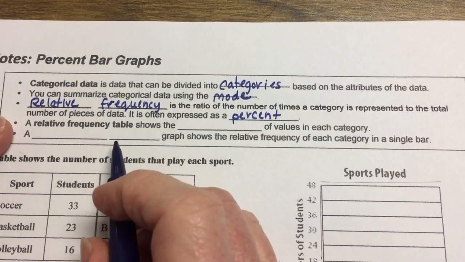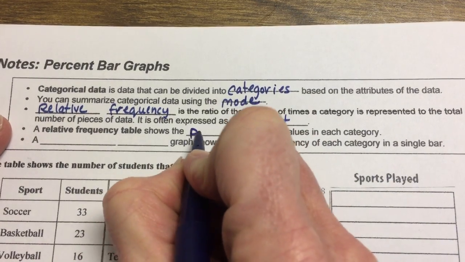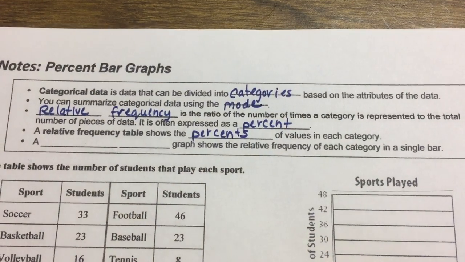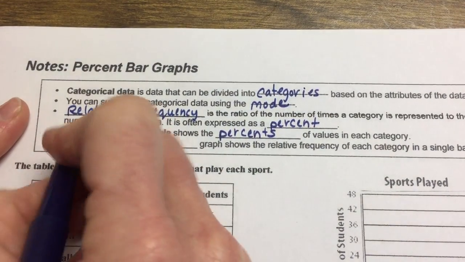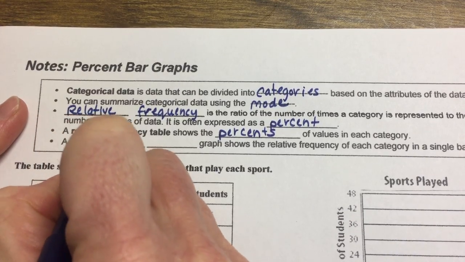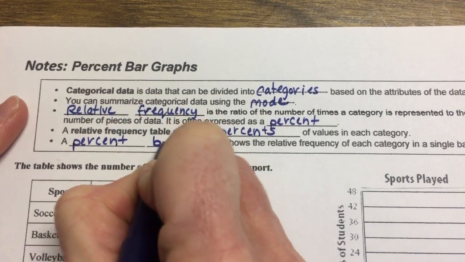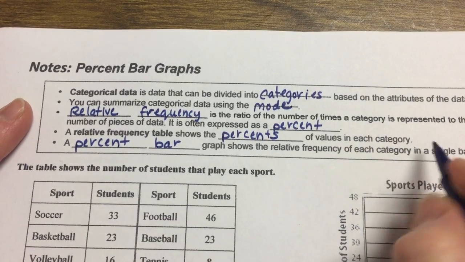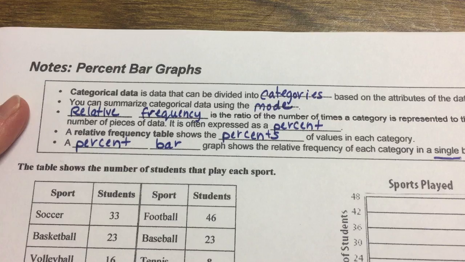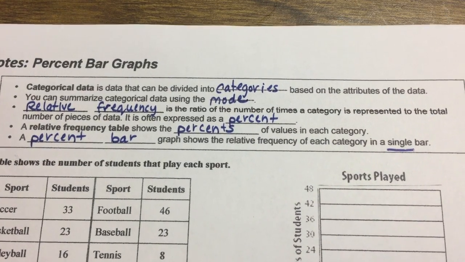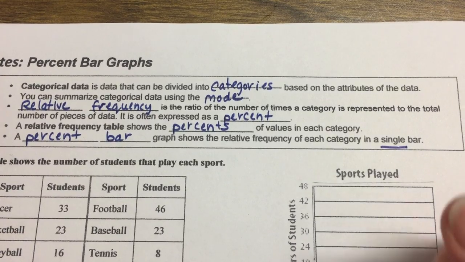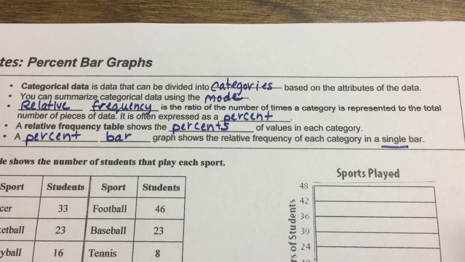So a relative frequency table shows the percent or percents of values in each category. And then if you take that information and put it in a bar graph, it's called a percent bar graph. And it'll show the relative frequency of each category in a single bar. So what makes the percent bar graph a little different maybe than the other bar graphs you've done before is that it's just a single bar, compared to a regular bar graph that has multiple bars.